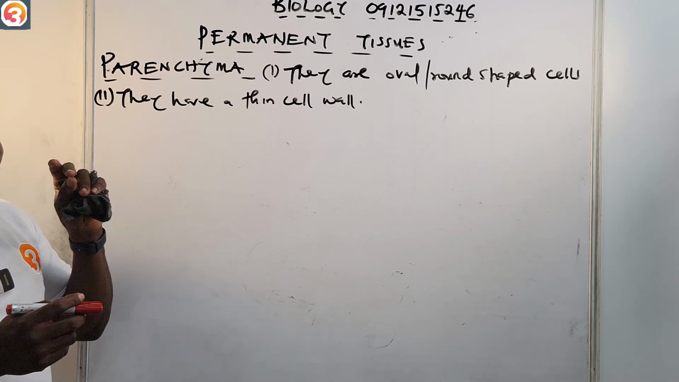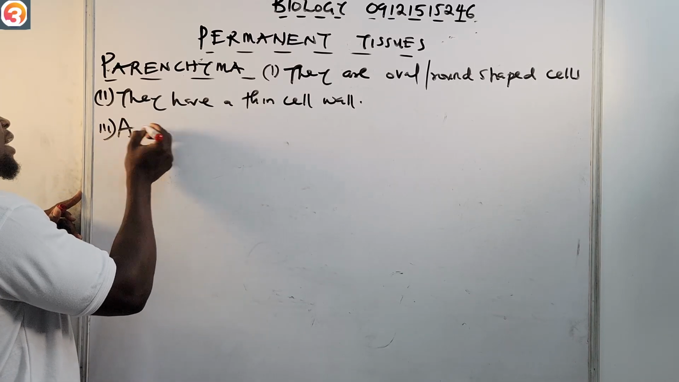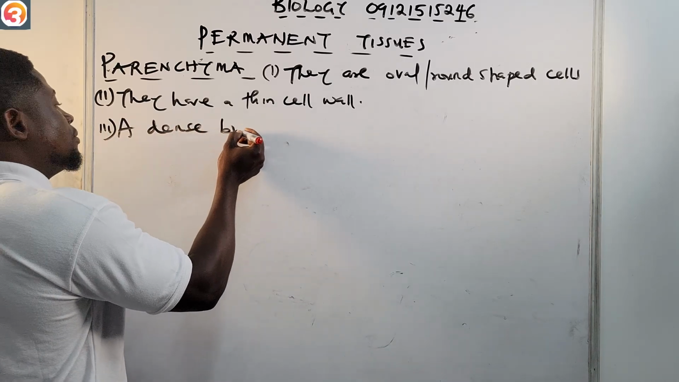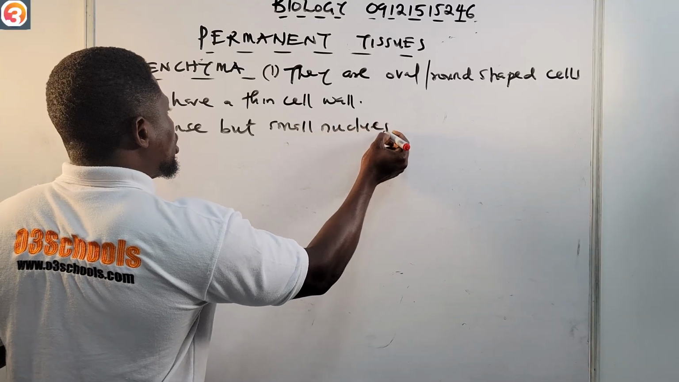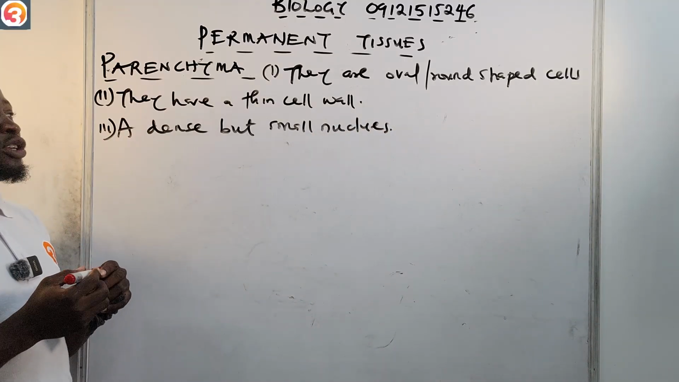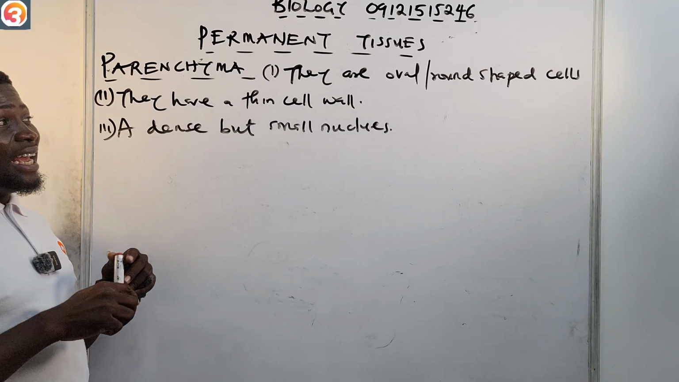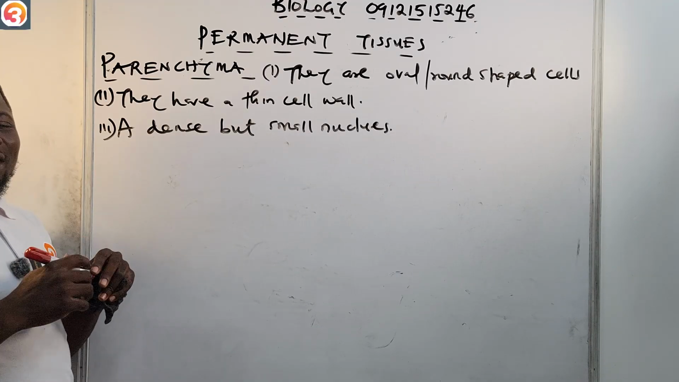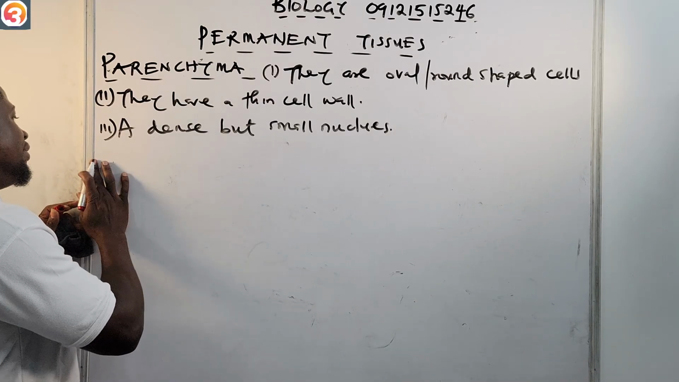They also have a dense but small nucleus. Number three, they have a dense but small nucleus. This is another characteristic of parenchyma tissues. They have a dense but small nucleus.